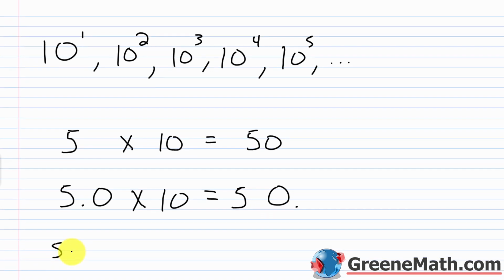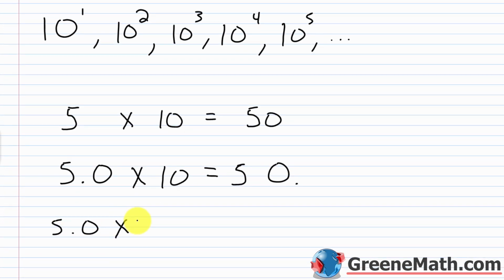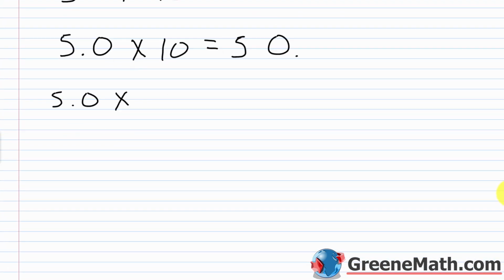If I took 5.0 and multiplied it by 100, there's 2 zeros in 100, so 5.0, move this 1, put another 0 in, 2 places to the right, and I'd get 500. I could do the same thing with 1,000 or 10,000, so on and so forth.